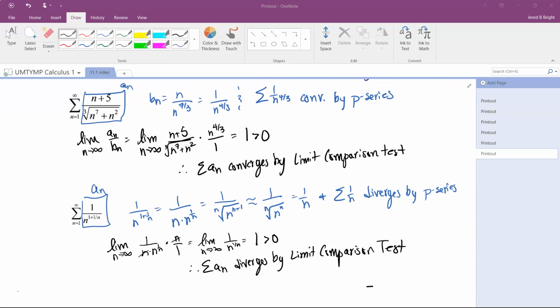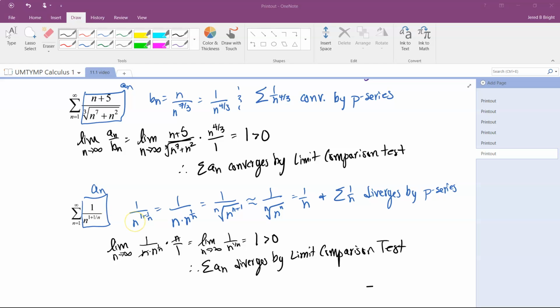And here are the solutions to those two exercises, following the same format. For BN in the first one, I just chose 1 over n to the 4/3, and that one is convergent by p-series, so then go through the limit, find it's 1, which is positive finite, so it converges by limit comparison. For the second one, this one is a bit of a challenge exercise.